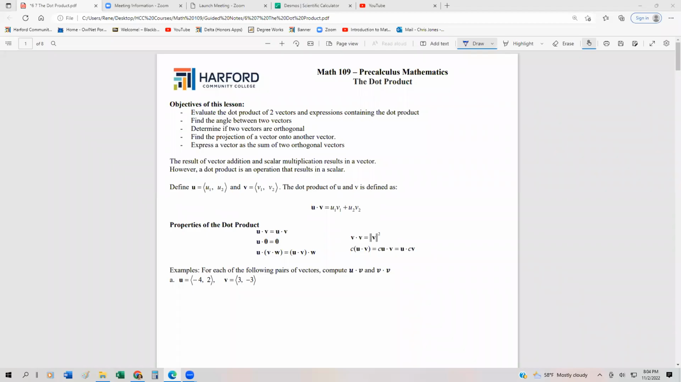In this video, we're going to look at an operation called the dot product. It's an operation that can be done on two vectors. So we're going to define what the dot product is. We're going to evaluate the dot product and also expressions that contain a dot product.